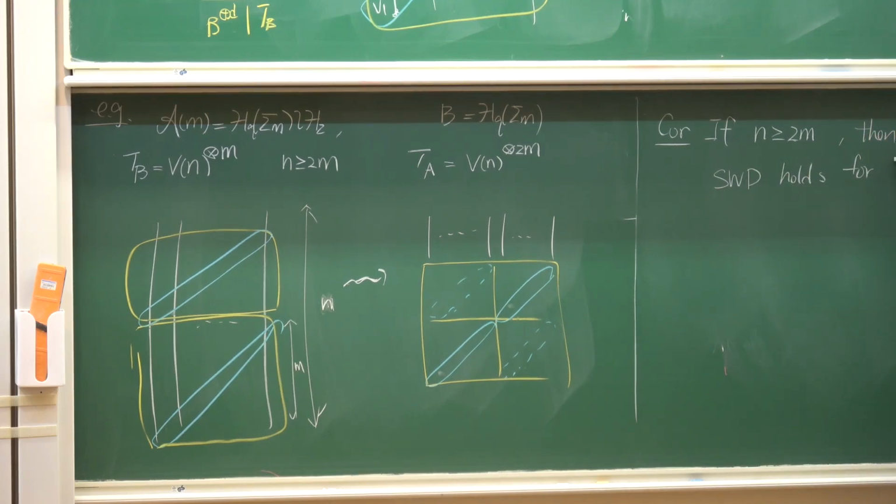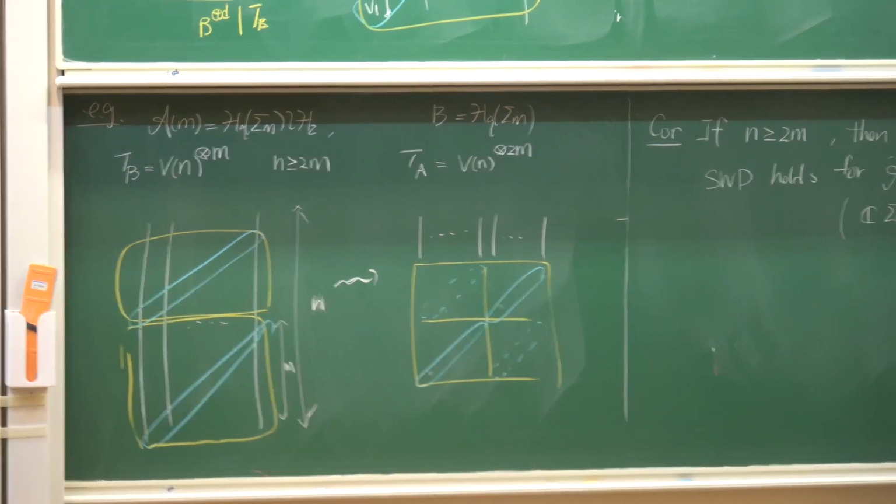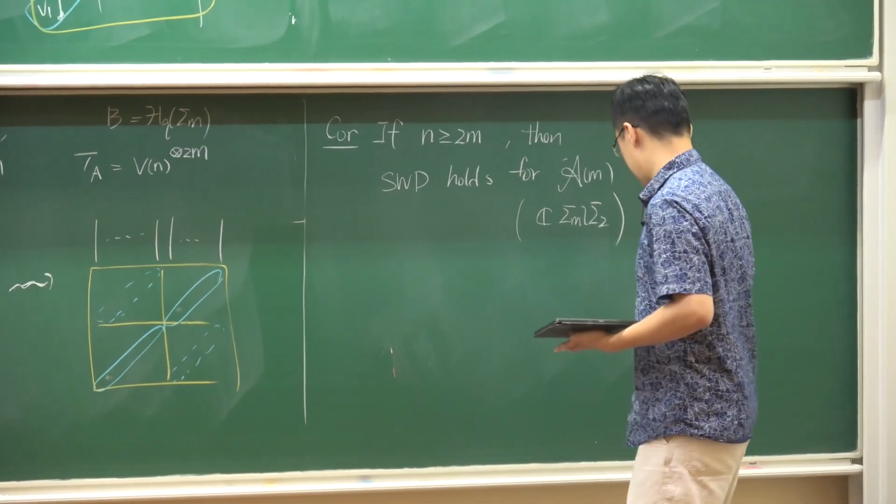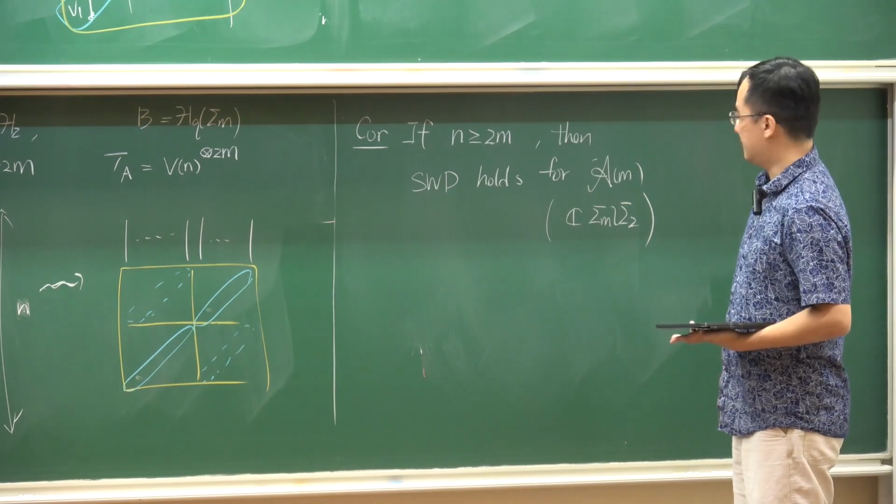For the Hu algebra, and in particular at the q equals 1 level, this is a Schur-Weyl duality for such a group algebra of something that's not even a complex reflection group. I think this is new.